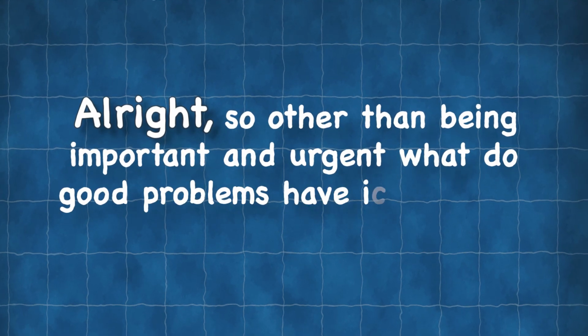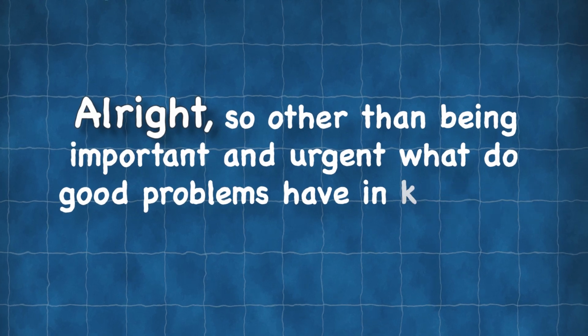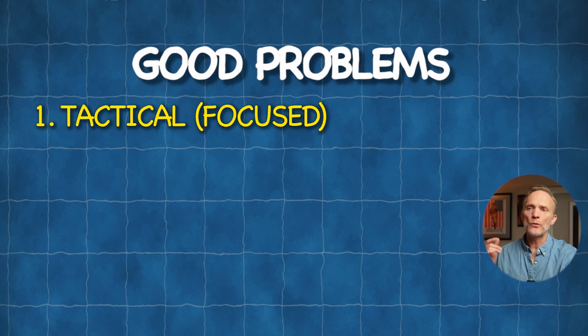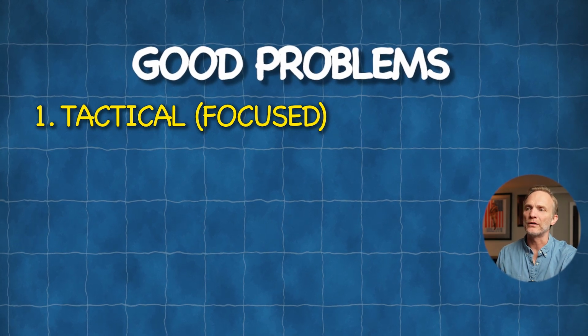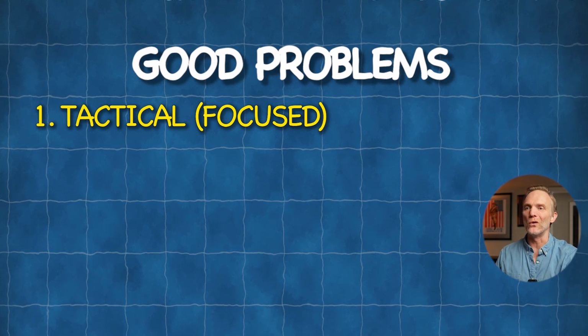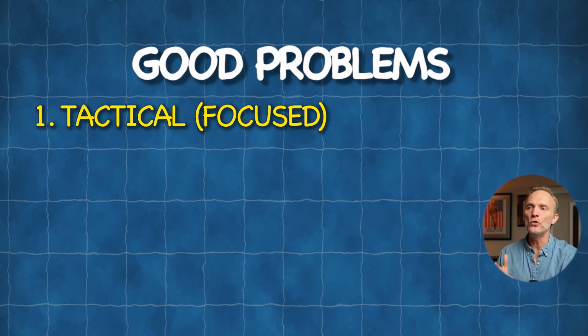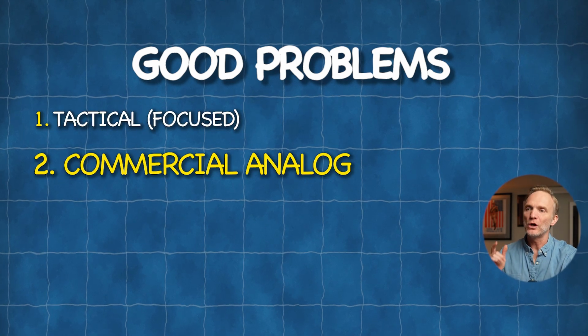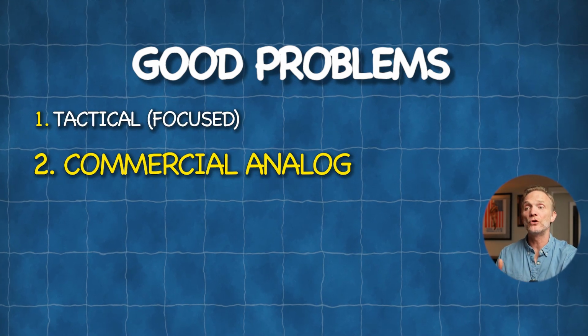Alright, so other than being important and urgent, what do good problem statements have in common? Here's my list. First, they're tactical. They tend to be in the weeds, stuff that will bore your friends and family at parties. If you describe the government problem you solve and people are like, that's so cool, you're probably focused on too big and too mission-y of a problem. Boring is good.